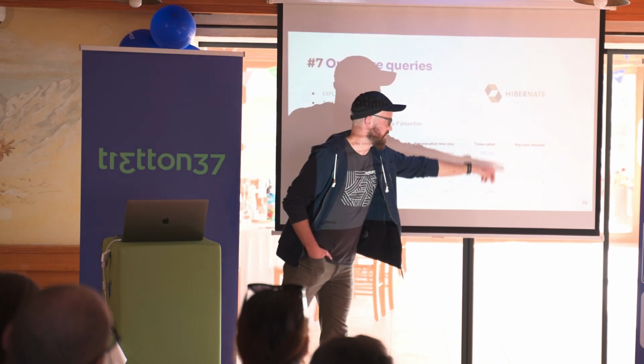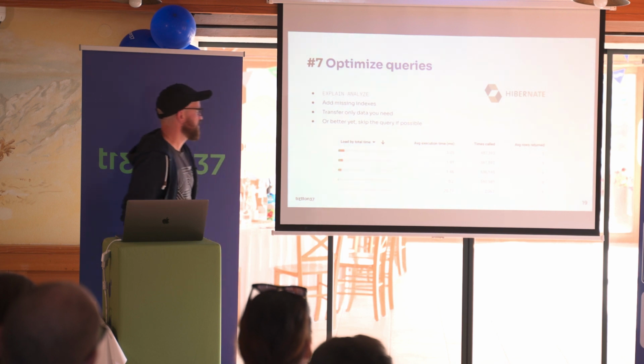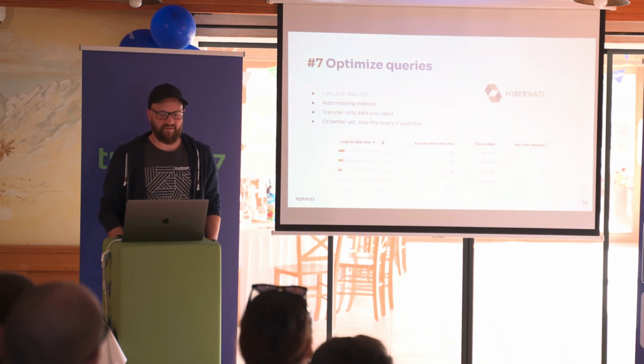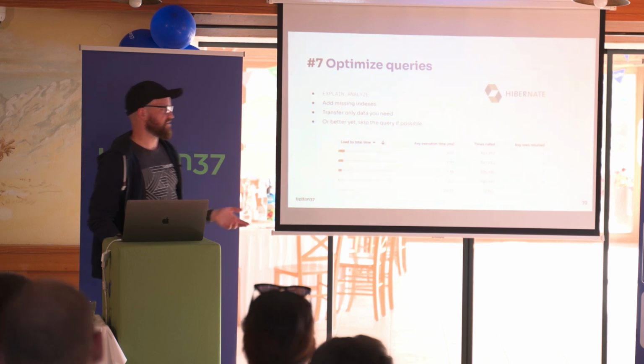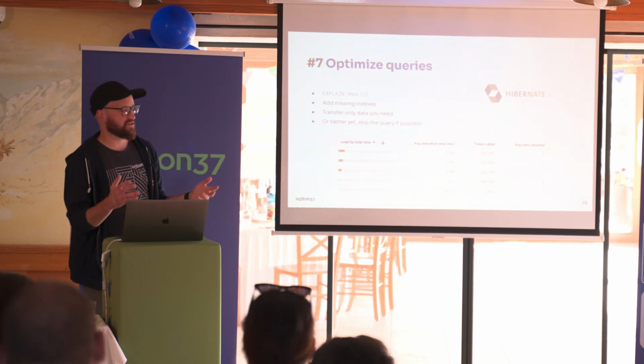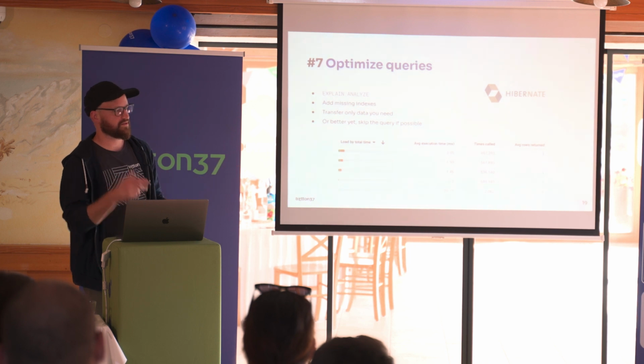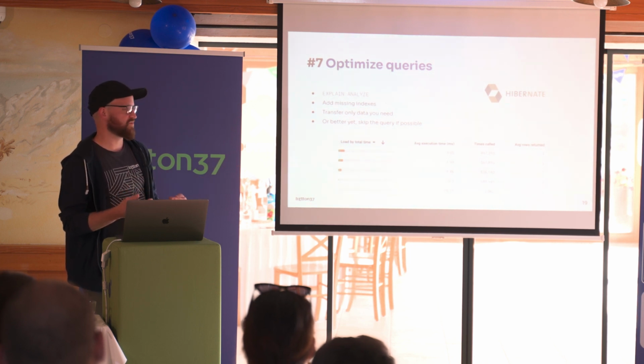As you can see, on average just one row is returned, so I can optimize it here. Or better yet, just skip the query if possible. As I showed in one of the previous slides, a lot of the messages were duplicated, so I used an internal cache that was running and just keeping those.